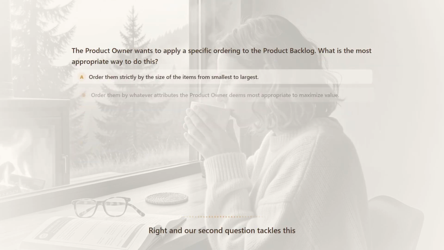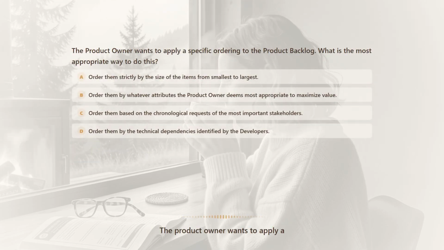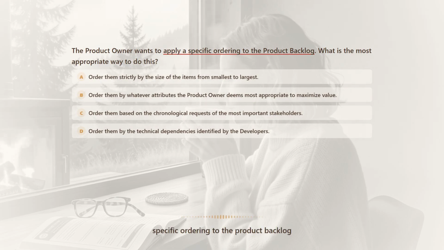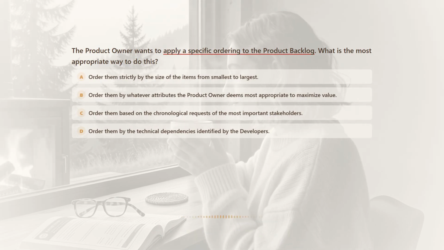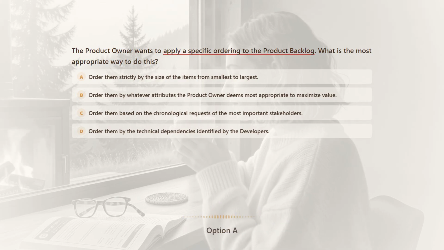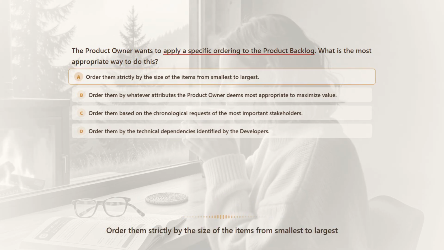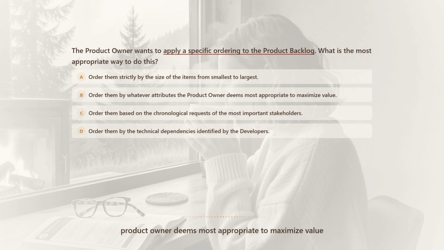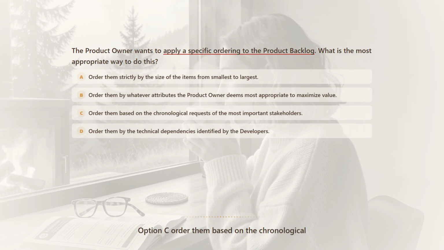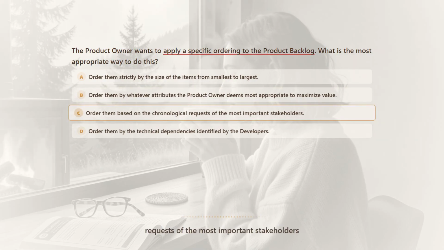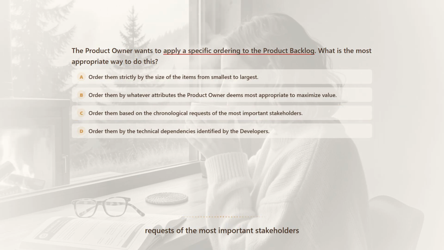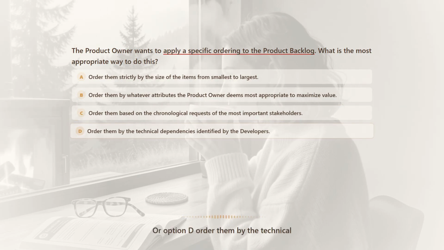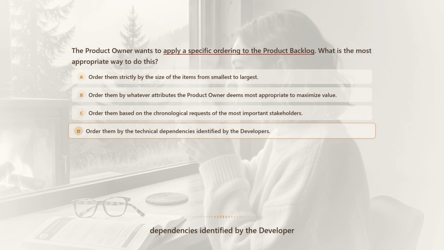Right. And our second question tackles this. The product owner wants to apply a specific ordering to the product backlog. What is the most appropriate way to do this? Option A, order them strictly by the size of the items from smallest to largest. Option B, order them by whatever attributes the product owner deems most appropriate to maximize value. Option C, order them based on the chronological requests of the most important stakeholders. Or option D, order them by the technical dependencies identified by the developers.